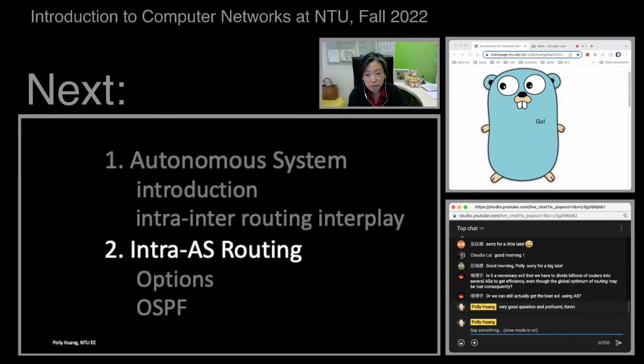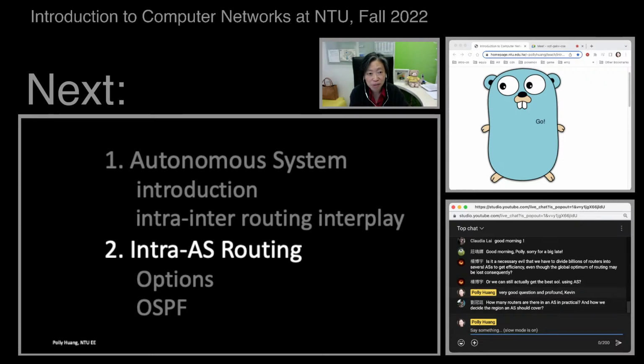So there was a question from Kevin asking, is it a necessary evil that we have to divide these routers into several ASs, so that in a way we get suboptimal routes in the end? Or can we still get the best route using AS? That's a very good question and very thoughtful, Kevin.